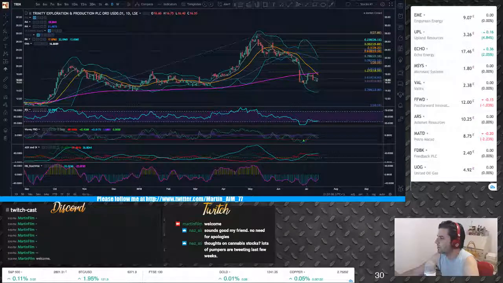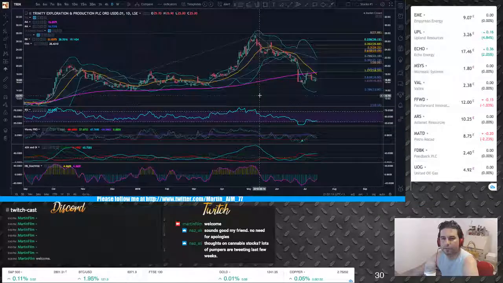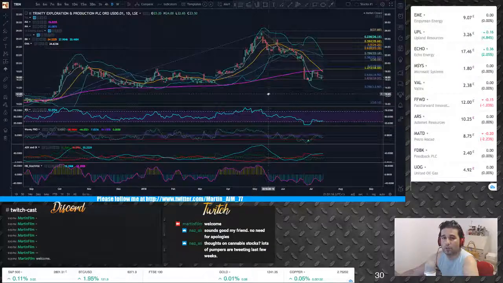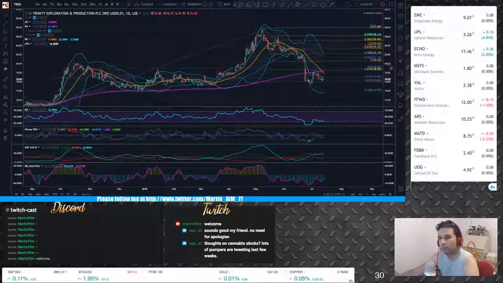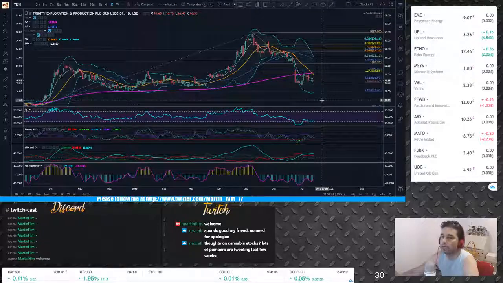Thoughts on cannabis stocks? Lots of pumpers are tweeting the last few weeks. Yes, I believe that the cannabis stocks will do well, and my only problem is the NEX exchange is very low liquidity. I have actually owned some shares in a stock that is on the NEX exchange, and it just moves extremely slowly, and the spread is quite big, which wouldn't happen if there's enough volume on AIM. So that's my only issue with it.